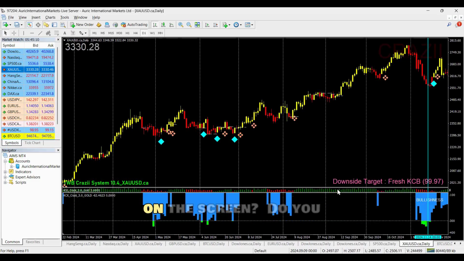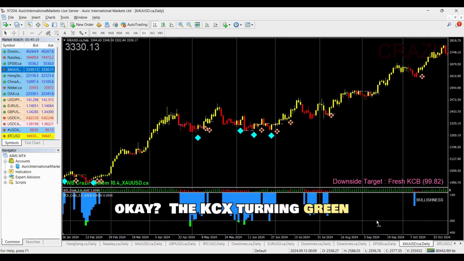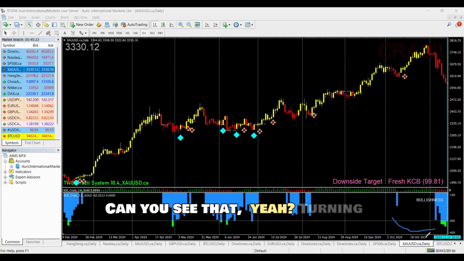Now, can you see that right now on the screen? Do you see that the KCX is turning green? The KCX turns green before the vertical line. Can you see that? Turning green down there. So what does it mean? It means like this.